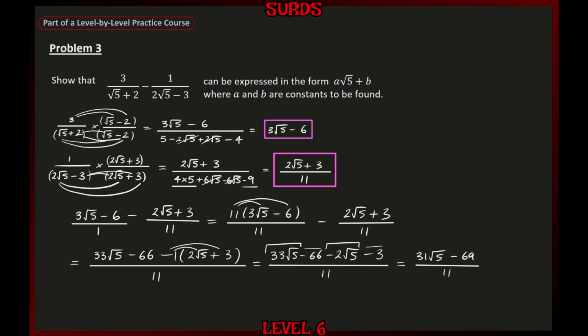We're nearly there now. We just need to separate the 11 amongst the two terms to get it in the form that's required. So 31 root 5 over 11 can just be written as 31 over 11 root 5. And minus 69 divided by 11 can just be written as minus 69 over 11. So we now have our final expression in the form that's required, where A is 31 over 11 and B is minus 69 over 11. So our final answer to problem 3 is 31 over 11 root 5 minus 69 over 11.